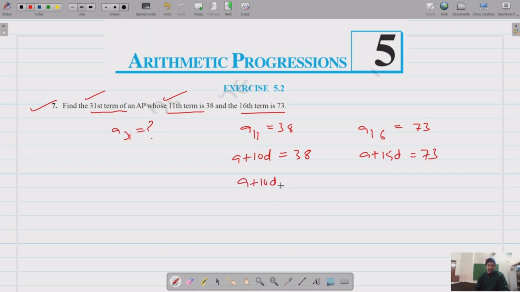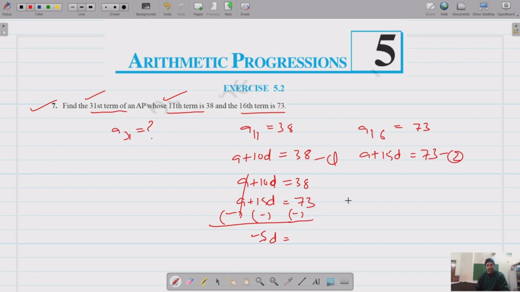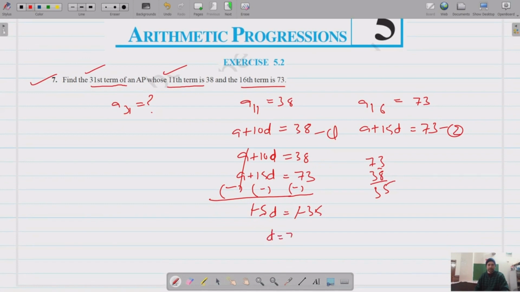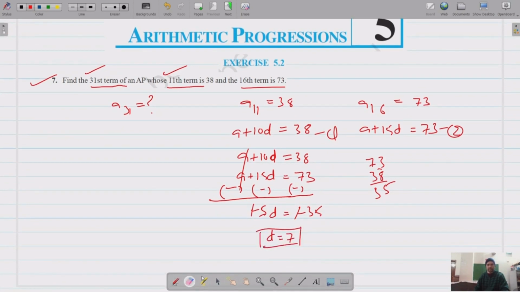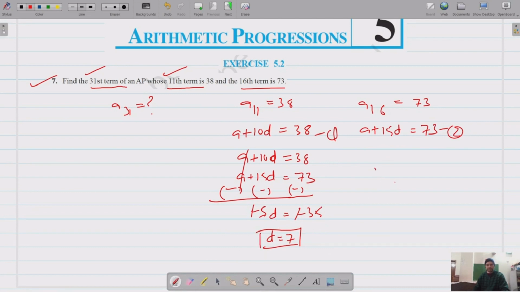Now this is equation 1 and equation 2. So a plus 10d and a plus 15d, let's try to subtract these equations. And the a gets cancelled. So 10d minus 15d is negative 5d, and 38 minus 73. So 73 minus 38 is 35, so minus 35. So that gives us d is 7.